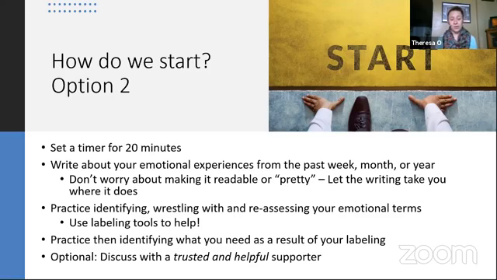Again, I would always caution that you share this sort of stuff with a trusted and helpful supporter. This could be a family member, a spouse, a relative, a friend, or also a therapist. Therapists are hopefully always there to be that trusted and helpful supporter. If you have a good therapist, they will ride this journey with you, and they may be able to help you with additional labeling and identification of what you need from them or they need from you.